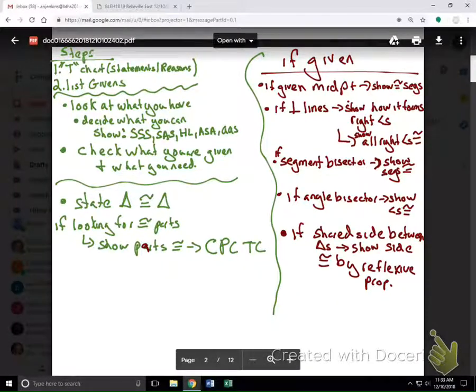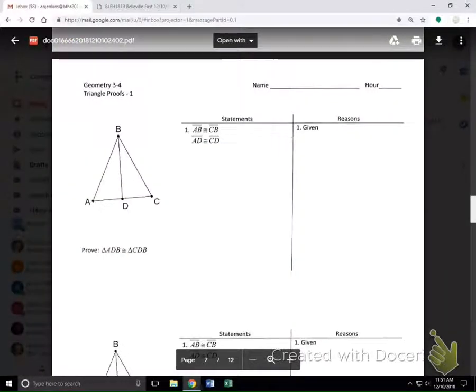Okay, so this is what's going on the back of your triangle page. We already talked through it. Please add it. Our first step is to create this chart. These are already given in your review. The next step is to write your givens into the chart. So you had this given in your problem. You write it in. You say that it's given.